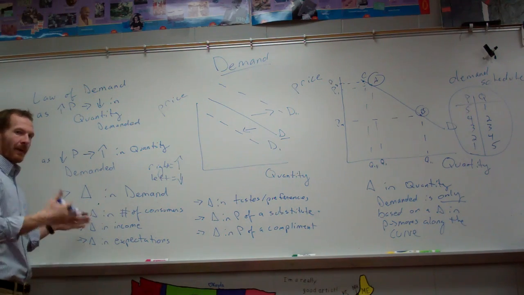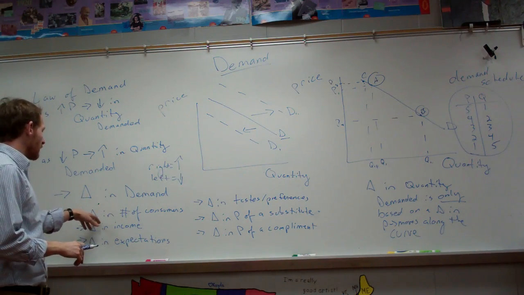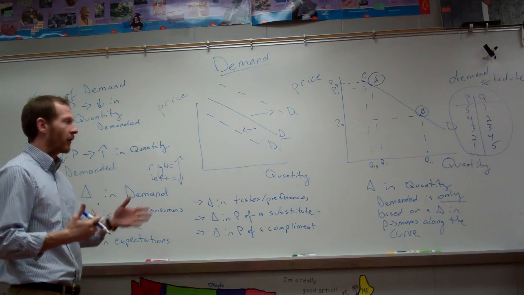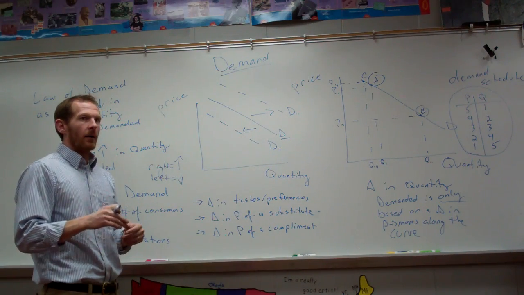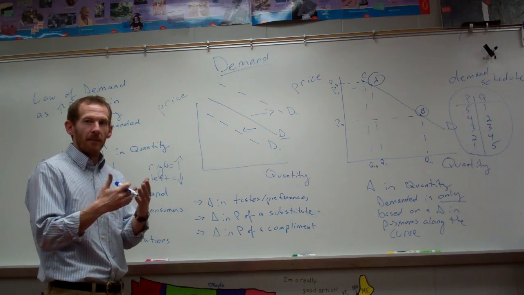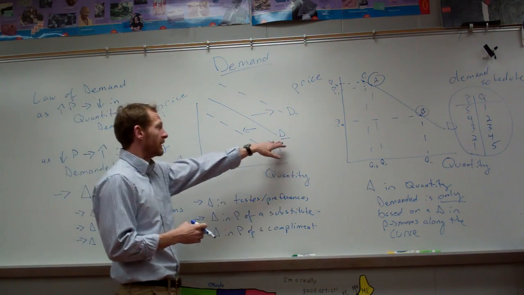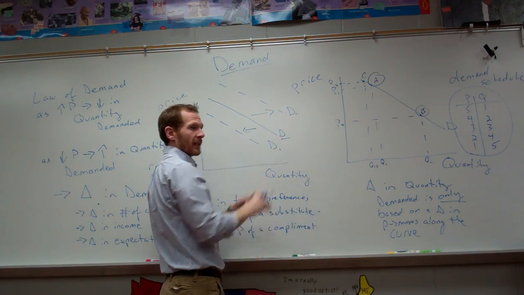The first one, remember, demand is from the perspective of a consumer. So if there's a change in the number of consumers, this will shift our demand curve to the right or the left. For example, if there are more people in an area, then the demand will increase. So we would go from D to D sub 2. Remember, right is an increase. Moving to the right is an increase.